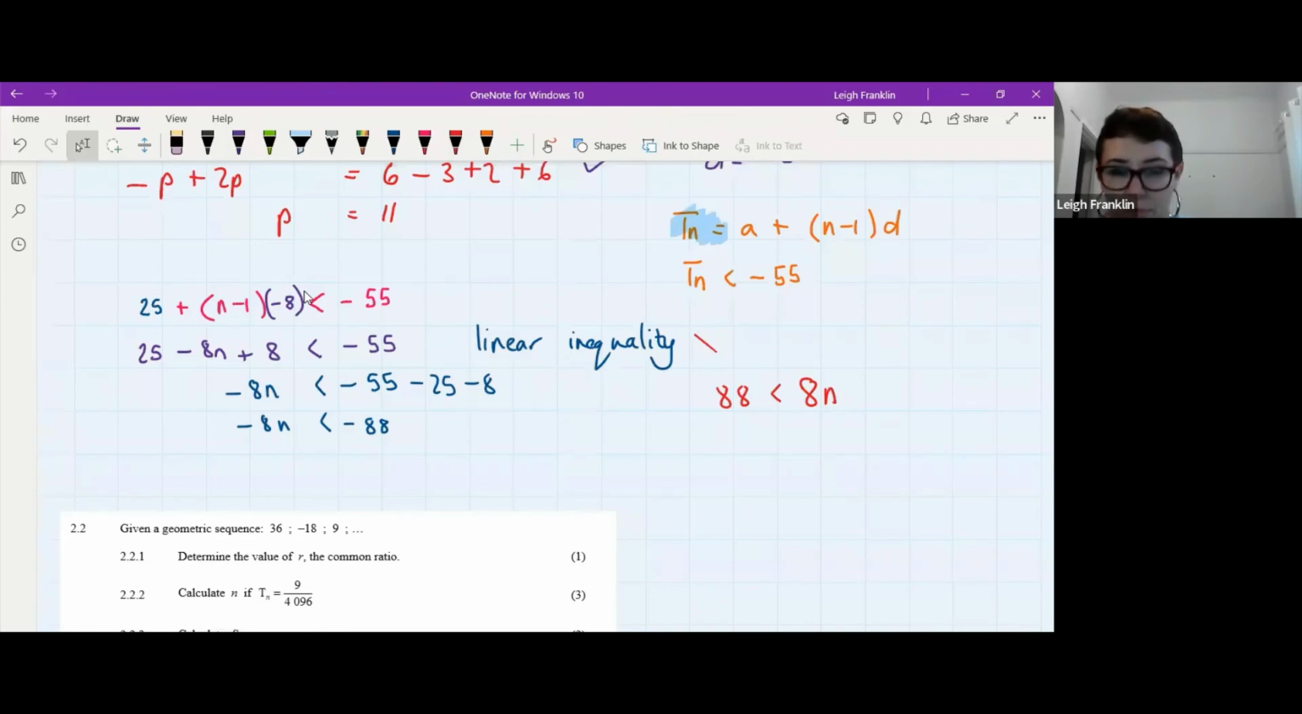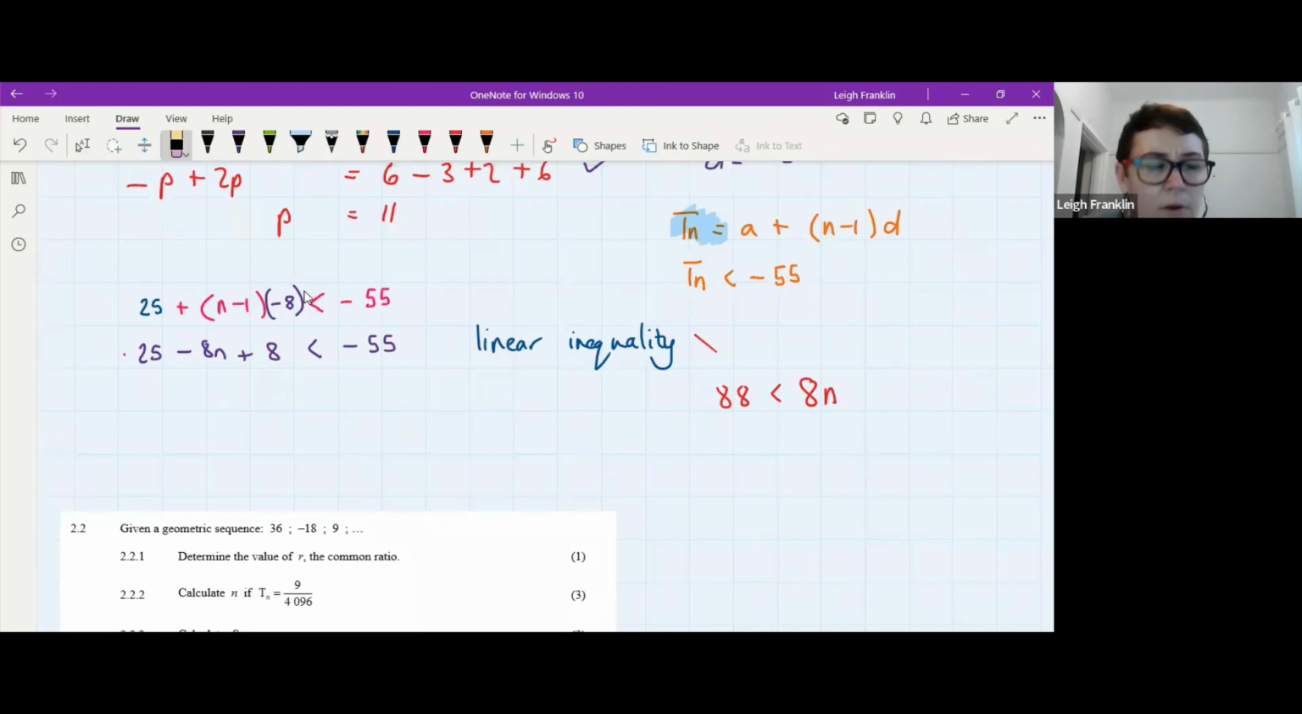Ma'am, I collect from, let's go to the second step, right? It's 25, minus 8n plus 8, right? And then there's the greater sign, then it's negative 55, right? So I collected the items from the side, and then I said 25 plus 8. Then my answer was negative. My answer was positive 33, right?